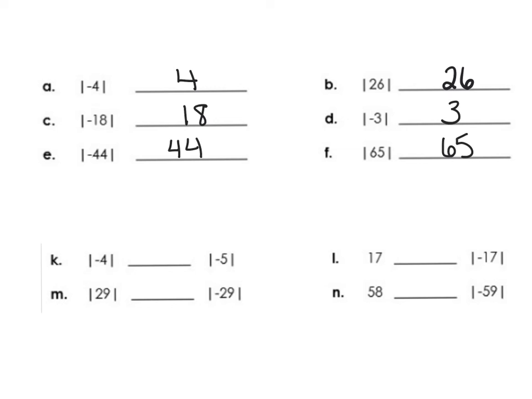So now we're comparing two different ones. What I suggest when you have absolute value and you're comparing is write the absolute values and then compare. The absolute value of -4 is 4, and the absolute value of negative 5 is 5. So the 5 is greater than the 4. The absolute value of 29 is 29. The absolute value of negative 29 is 29. So these two are actually equal to one another. Notice we are not saying that negative 29 and 29 are equal. We're saying the absolute value is.